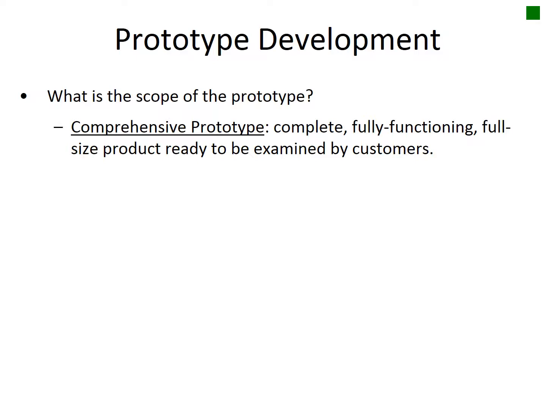The comprehensive prototype is a complete, fully functioning, full-size product ready for the end user to look at and feel, and it's very close to what they would experience in a purchase environment. You may not have packaging, the final colors might not be there, the final finish may not be exactly right, the name might not be on the product quite yet, but the function of the product works. Okay, so that's a comprehensive prototype.